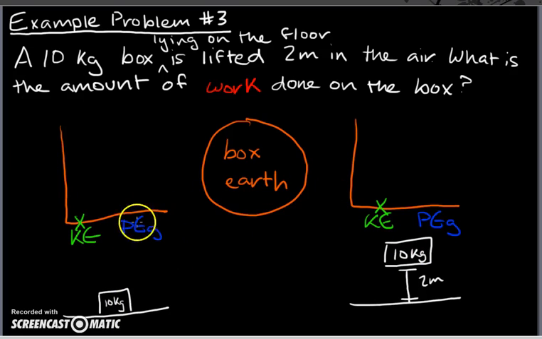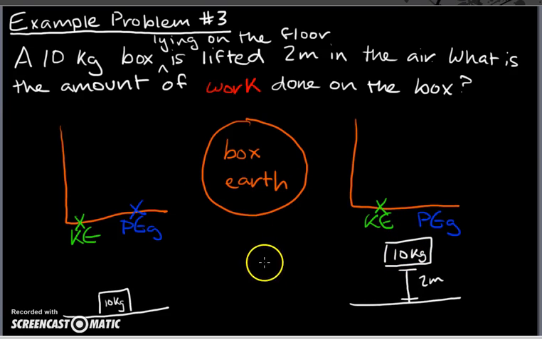However, in this situation, it does not have potential energy of gravity either because it is resting on the floor. There's no height, therefore there's no potential energy of gravity for it to accelerate towards the Earth. So we can say that there is in fact no energy in the box Earth system at this point. However, in this point, we can see that the box is at a height off of the Earth, which means that it must have some kind of potential energy of gravity.